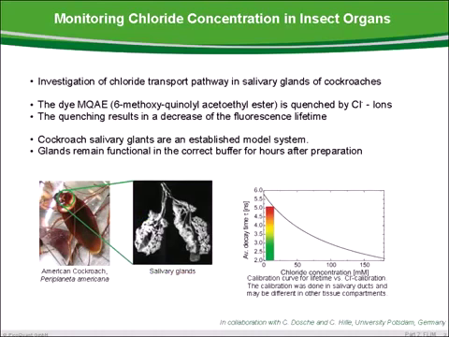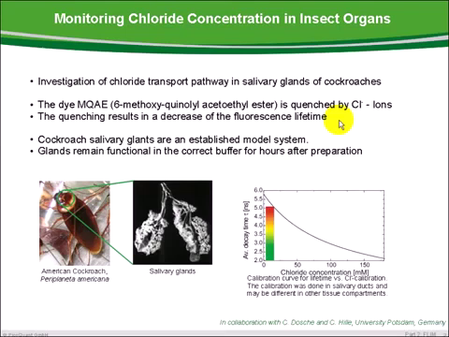Another example for film for environmental sensing was measured by Karl Soscher and co-workers at the University of Potsdam. They are investigating the chloride transport pathway in salivary glands of the model system of cockroaches. As a suitable dye for chloride concentration measurements, MQAE was chosen. The dye is quenched by chloride ions, leading to a decrease in fluorescence lifetime at higher chloride concentration.